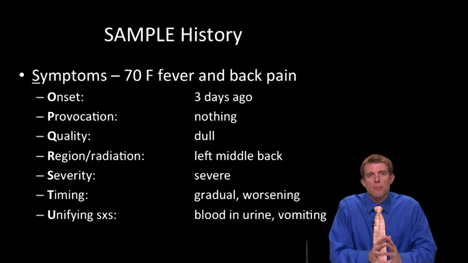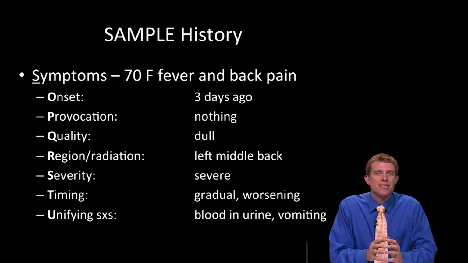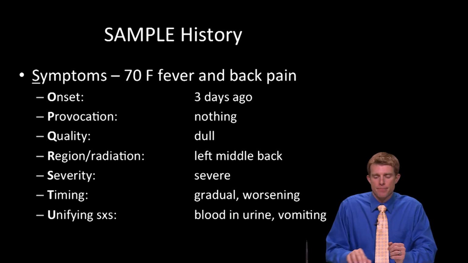So we gather our SAMPLE history in this patient, starting with the patient's symptoms. She was a 70-year-old female with fever and back pain. The onset was about 3 days ago. Nothing has made it better or worse. The pain is in the left middle part of the back, and she describes the pain as dull, not sharp. It started as a mild pain, but now it's progressed to severe, and it's been gradually worsening over time. Over the last about 24 hours, she's noticed some blood in her urine and has started vomiting.